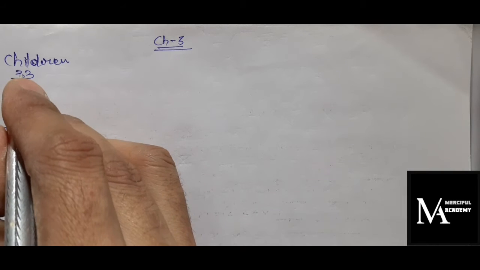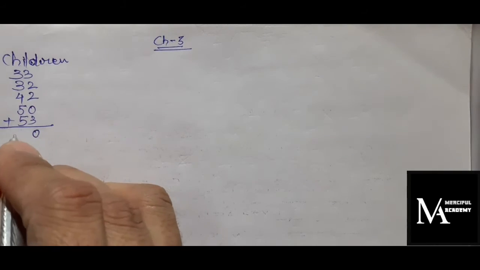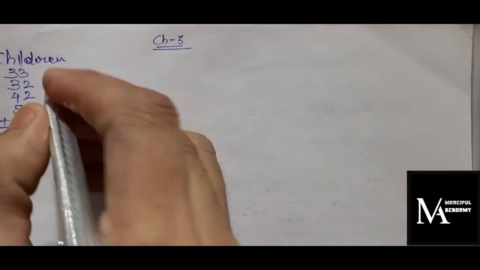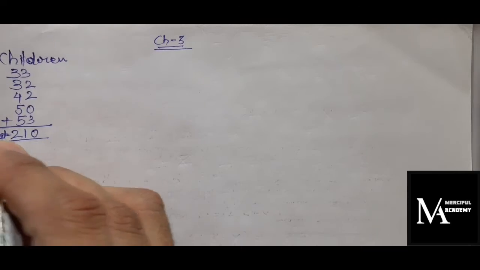Carry on 3, 6, 10, 20 and 21. Then the total number of students is 210.